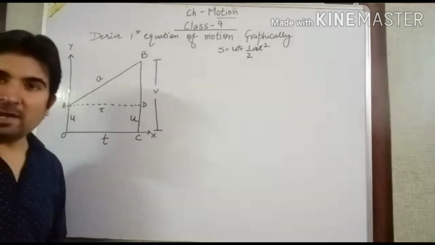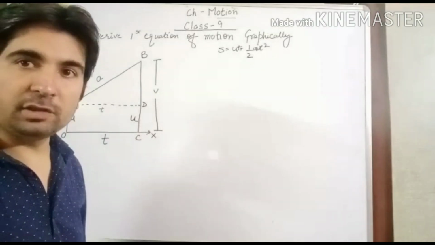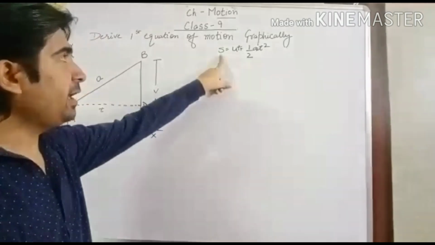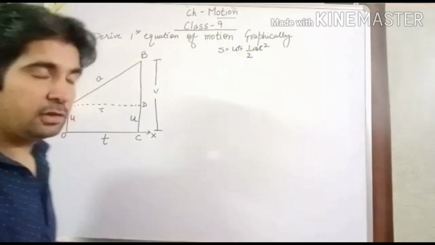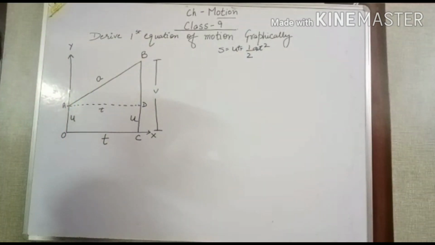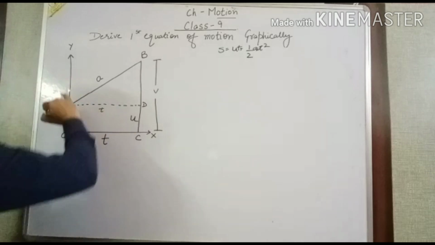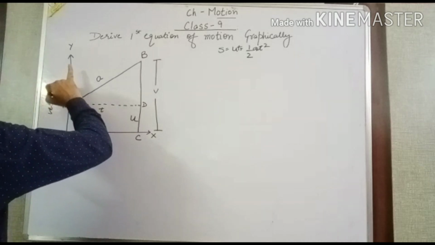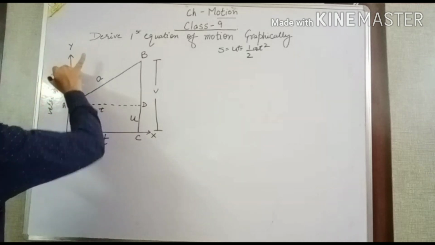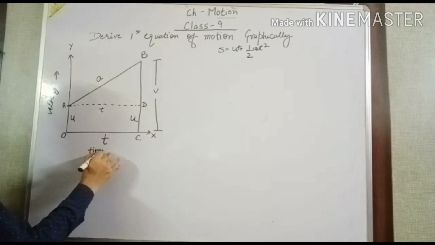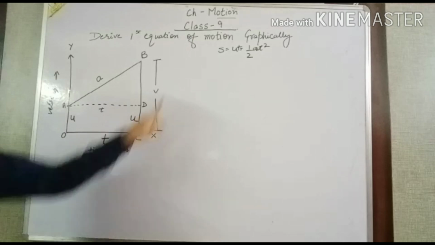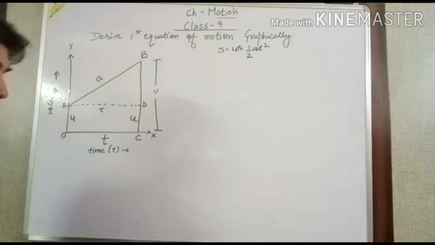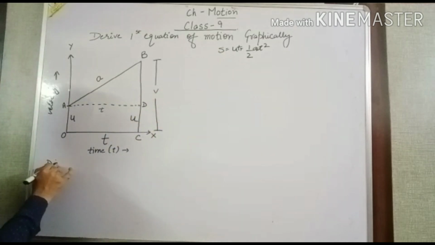Now we'll derive our second equation of motion, and we know that is s = ut + ½at². In this also we need to have a velocity-time graph, and we have the velocity-time graph over here. This is our velocity and this is time. Now in this we need to calculate the distance. Distance is s, the distance traveled.